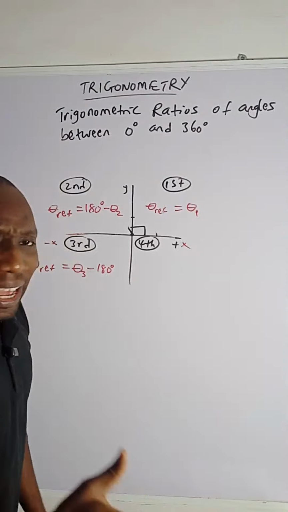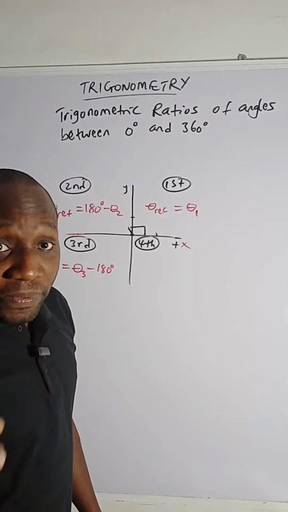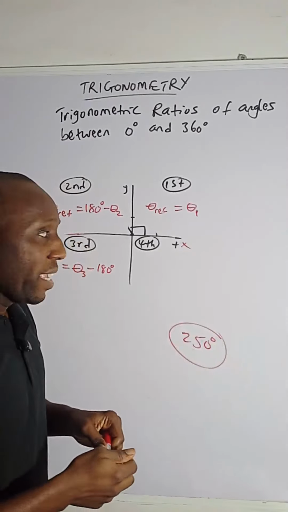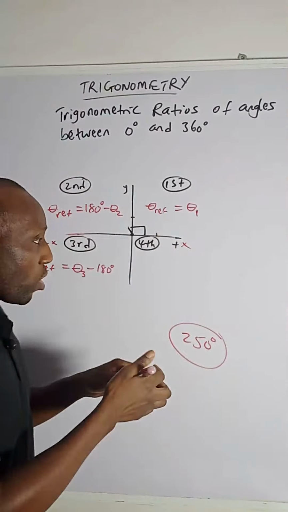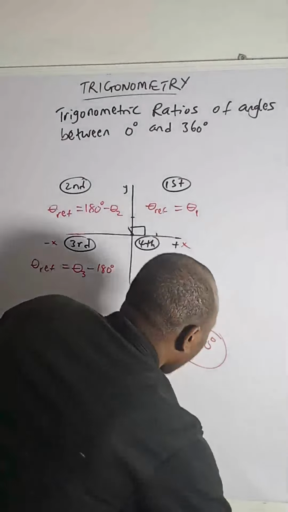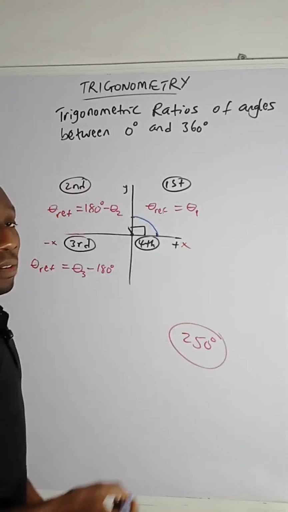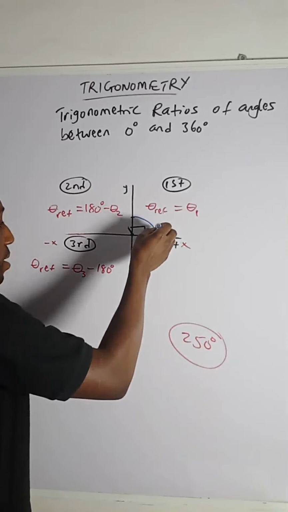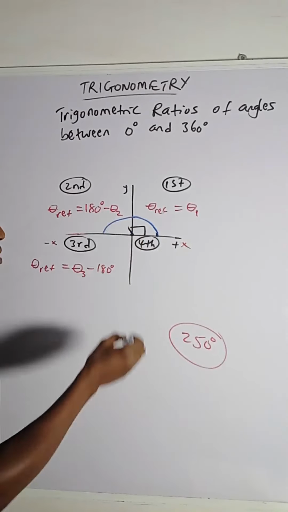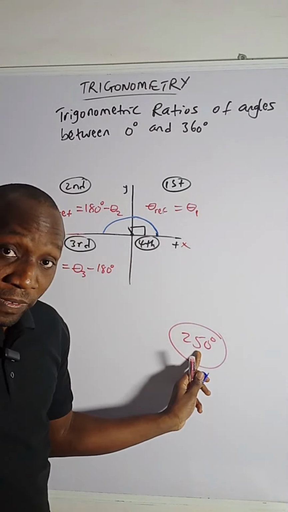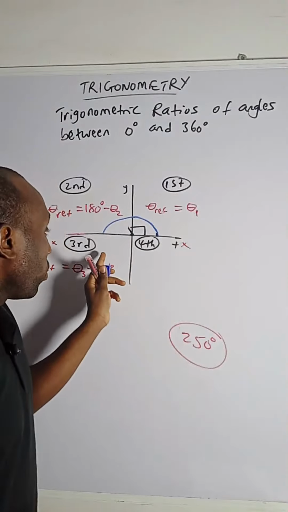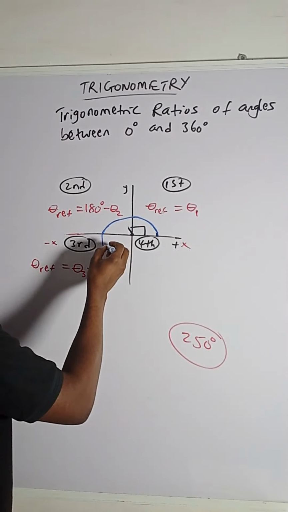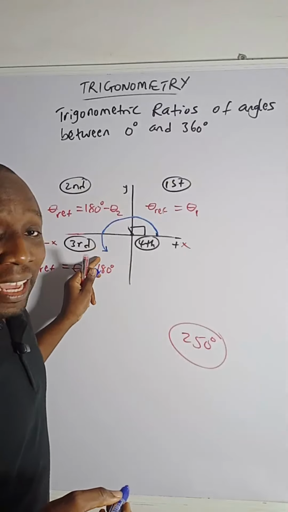Let's pick an angle, for instance, 250 degrees. Which quadrant does it lie in? It's not here, because from here to here is 90, okay? When you extend it from here to here, that is 180. It's still not up to 250 degrees, so we extend it further. It's going to lie in the third quadrant. So we go like this, and we stop somewhere here. This is where it is lying, in the third quadrant.